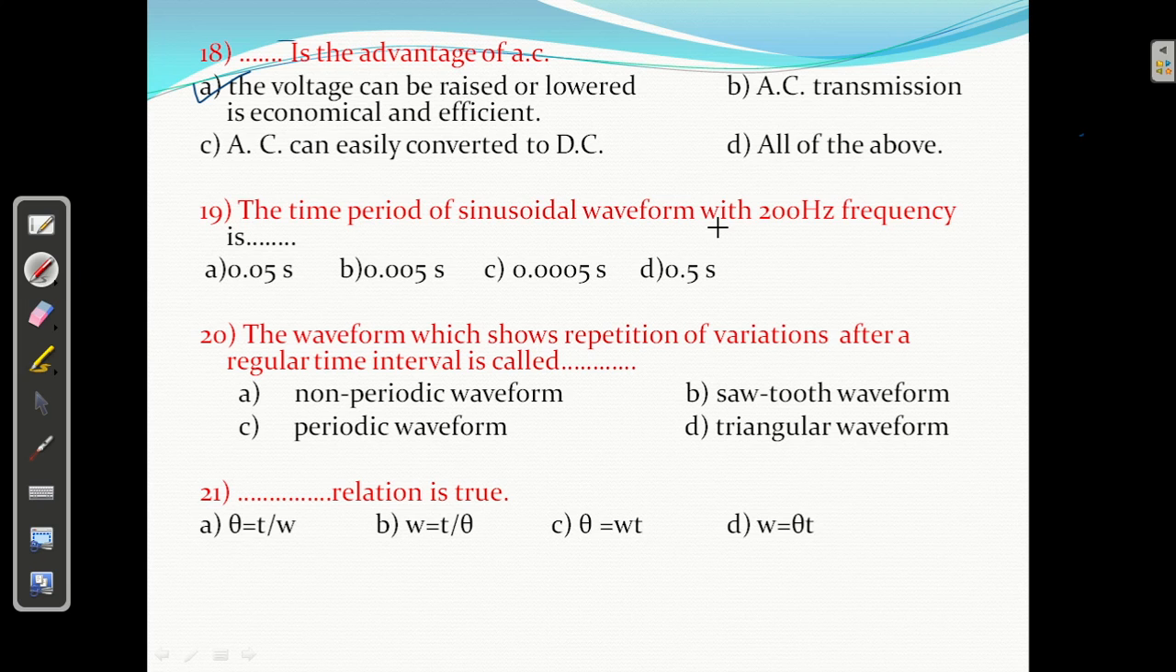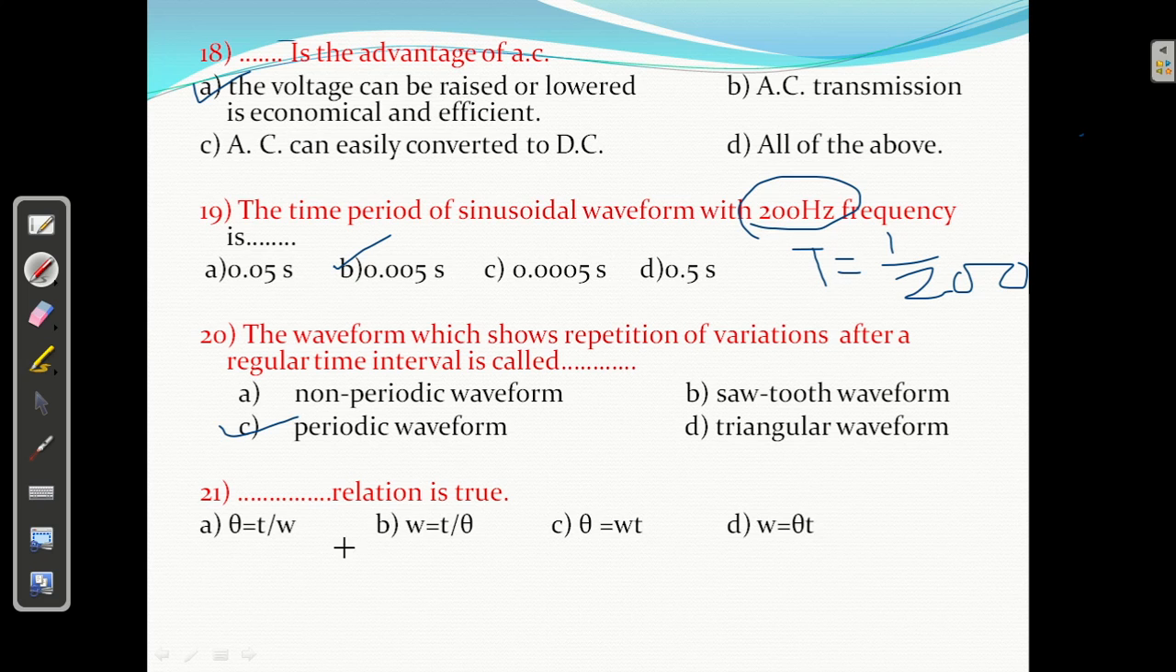The time period of sinusoidal wave with 200 hertz frequency, time period क्या होगा, T equal to 1/200. 1 divided by 200 equal to 0.005, B. Question number 19. 0.005. Okay. 20. The waveform which shows repetition of variations after a regular time interval is called as periodic waveform.